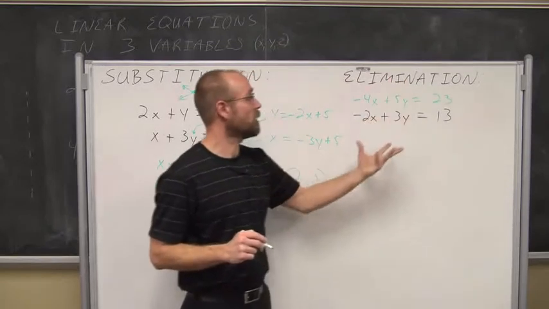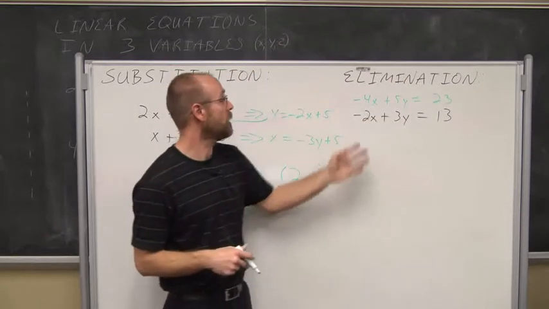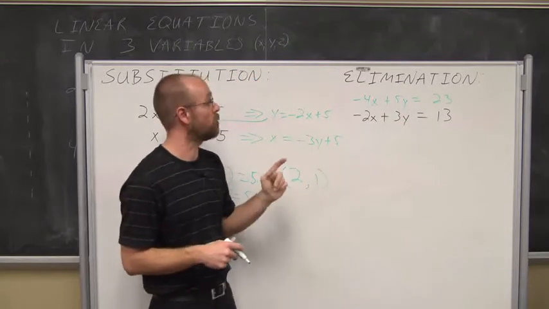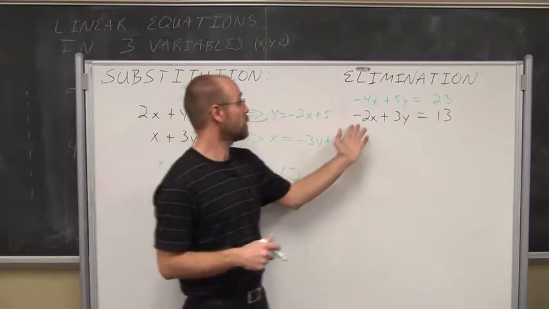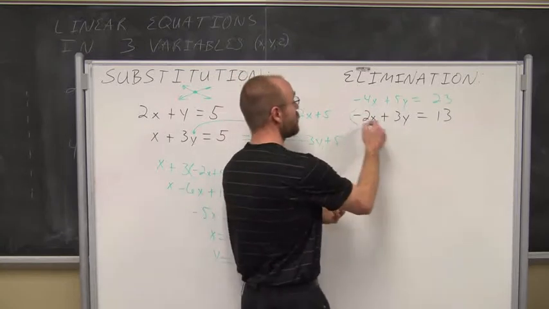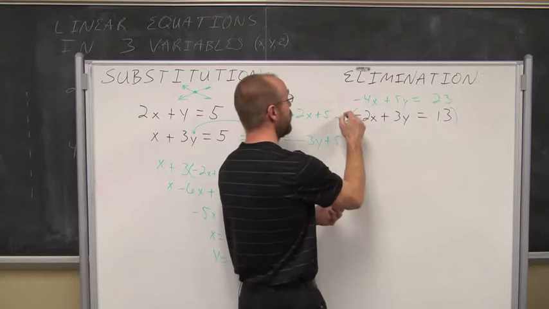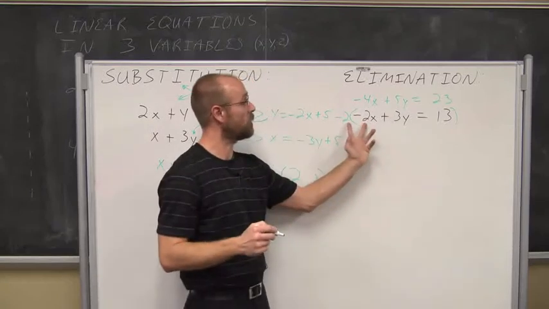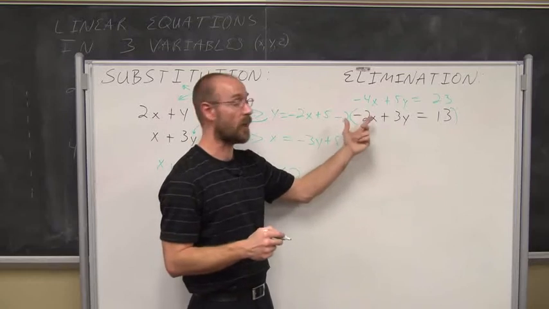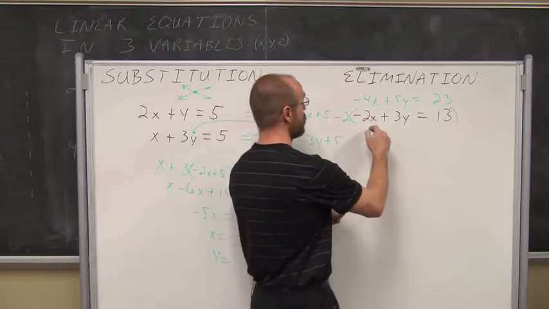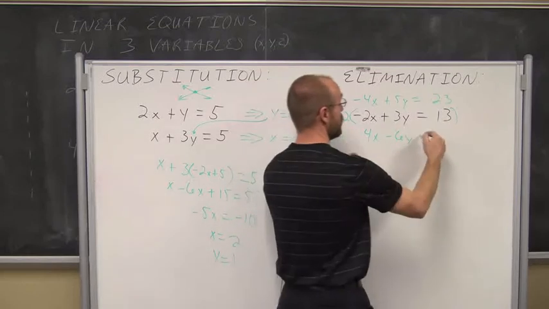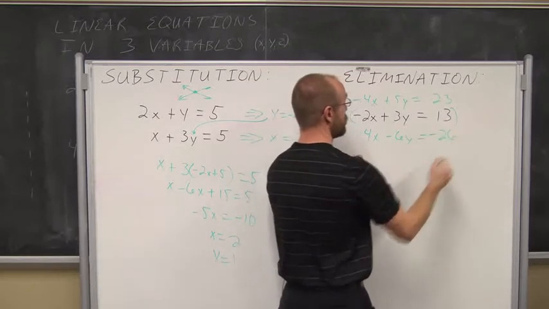And now, to do elimination, what I need to have is to choose a variable to have the same coefficient but of opposite sign. So I look at this and I say, well, I know 4 and 2 have common factors, so I'm going to multiply this equation by a negative 2 so that this coefficient of x is going to be the same as this but of opposite sign. And when I do that, I get positive 4x, negative 6y, and negative 26.